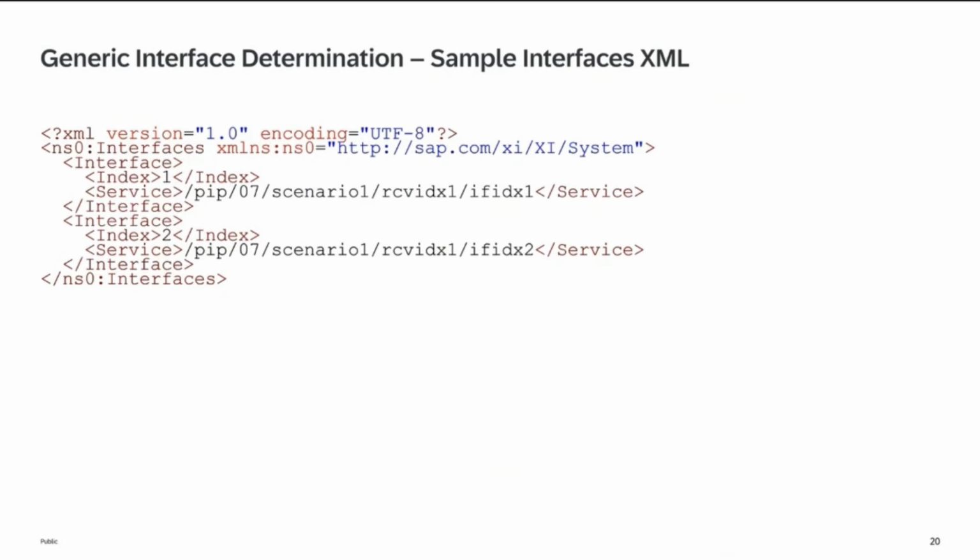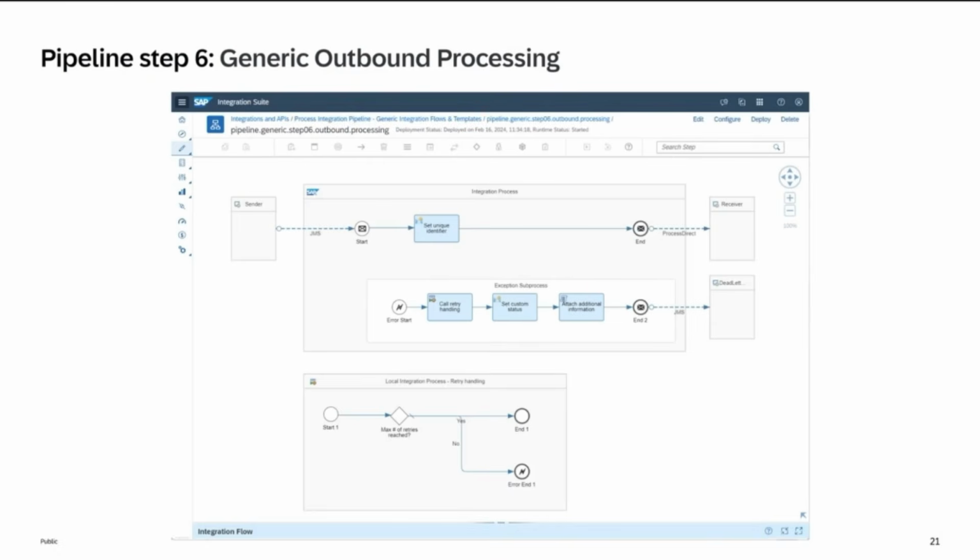And here we have an example of the outcome of this XSLT mapping. In this case, we would now determine 2 interfaces, right? So the message is then split up into 2 messages and sent to 2 different integration flows, right? And the last generic flow, this outbound processing, doesn't do much. It's simply there to dispatch the message to the last flow, right?